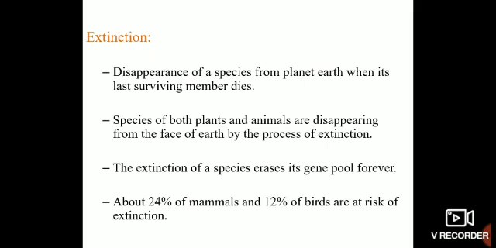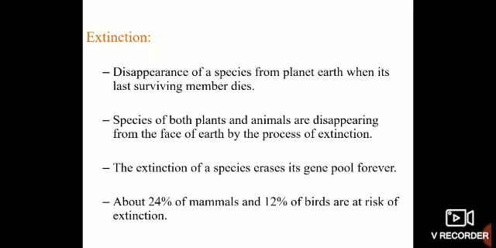What does extinction exactly mean? It is the complete disappearance of a species from the surface of the earth, when its last surviving member dies. Species of both plants and animals are disappearing from the face of earth by the process of extinction. And when a species gets extinct, its gene pool, its genetic constitution, is lost once for all. When the last member of a species dies, we can say that we have lost the genetic pool of that species.